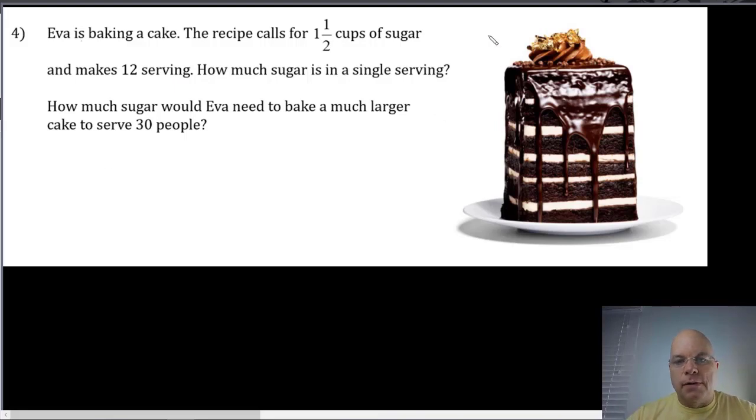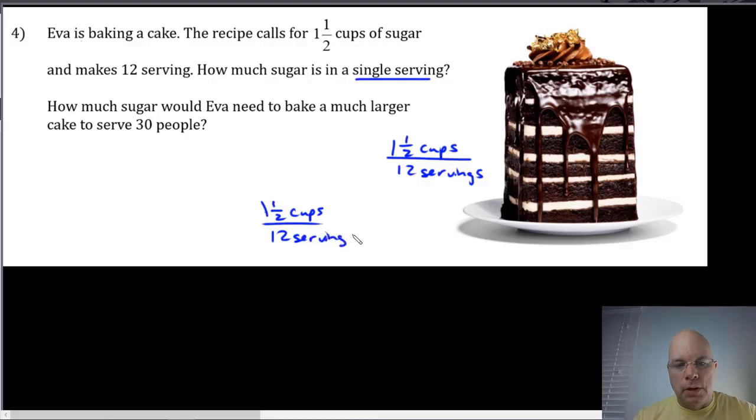So there's a rate right there: 1 1/2 cups per 12 servings. It's a rate because we're comparing two quantities with unlike units, cups in one case and servings in the other. The question is, how much sugar is in a single serving? So if I have 1 1/2 cups per 12 servings, and I want to know how many cups, X cups, in one serving, I need to divide by 12.